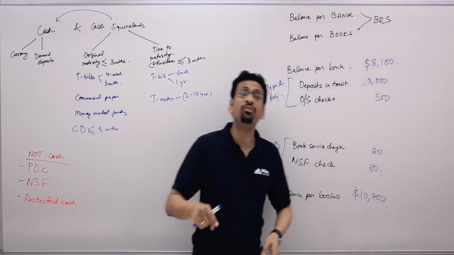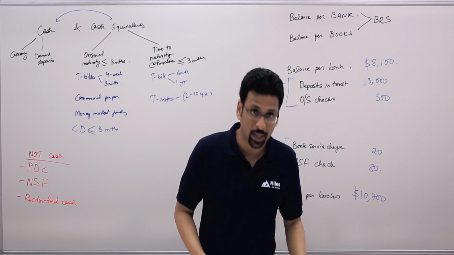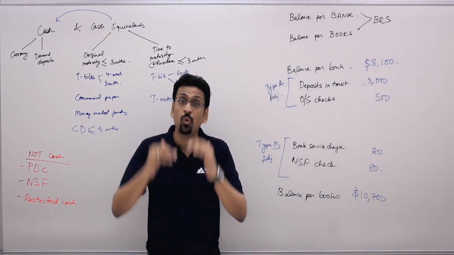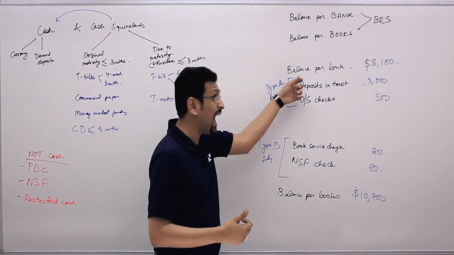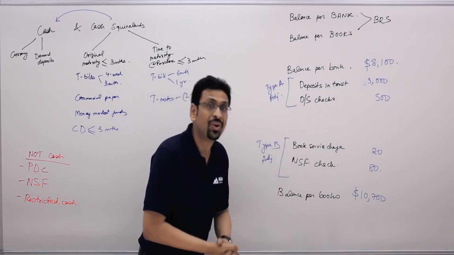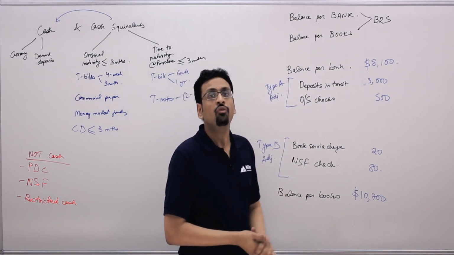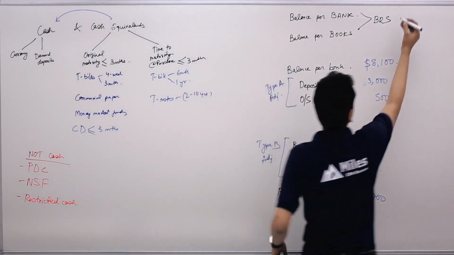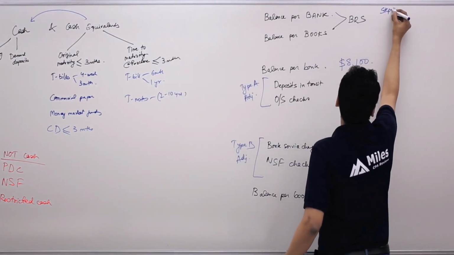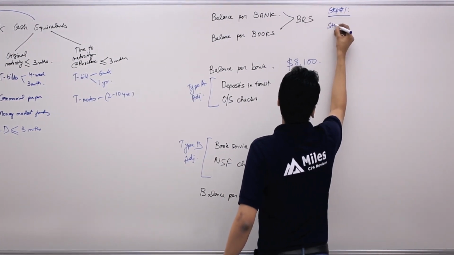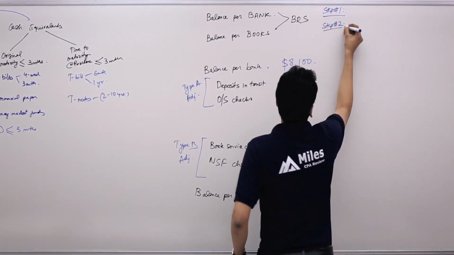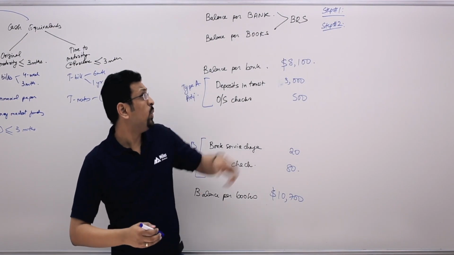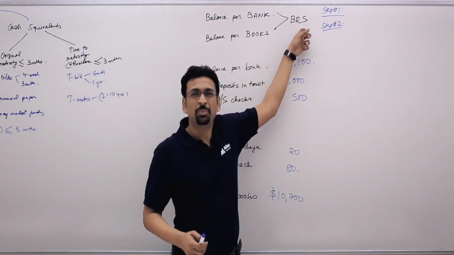Now for that, I'll give you a lovely trick, a lovely way of doing it. We'll use hand movements to understand whether to add these adjustments or subtract these adjustments. We'll do it in two steps. We'll call it step 1 and step 2. What we'll do is, we call it bank reconciliation statement. That sounds like bank is right.